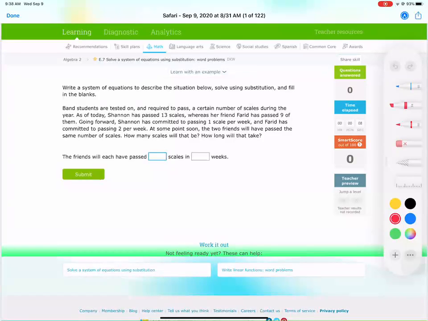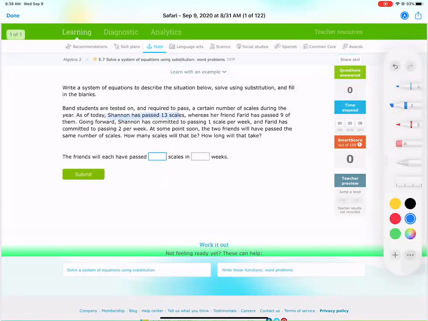So you always have to read. A lot of stuff is just kind of filler. But band students are tested on and required to pass a certain number of scales during the year. You could have just said, math students are required to pass a test. Okay? As of today, Shannon has passed 13.